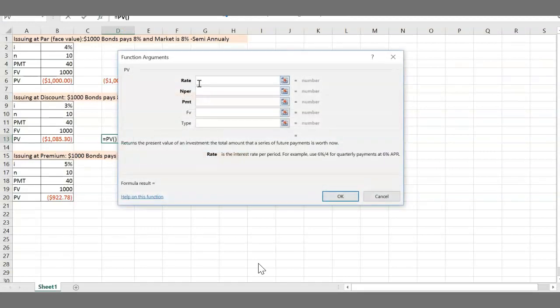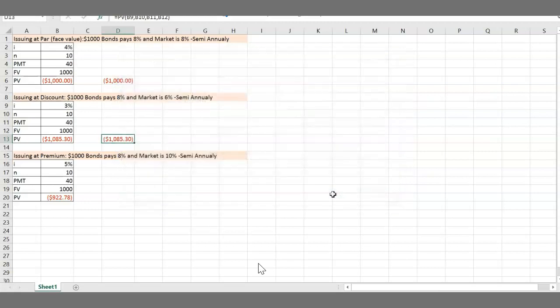and then rate, just click on 3%, click on period, then click in this box. For payments, either type it, it's fine, or just click on that box. For future value, either type it or just click on this box. And type, leave it 0 because it's ordinary annuity. And here is the explanation, okay? And the answer is 1,085.30. So you can just click on enter, and that's how it will be calculated.